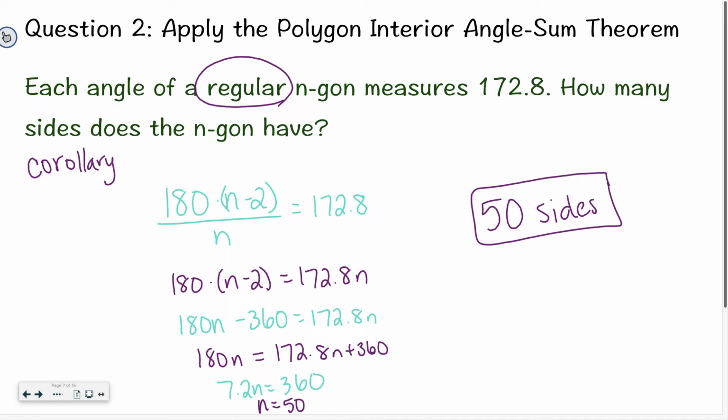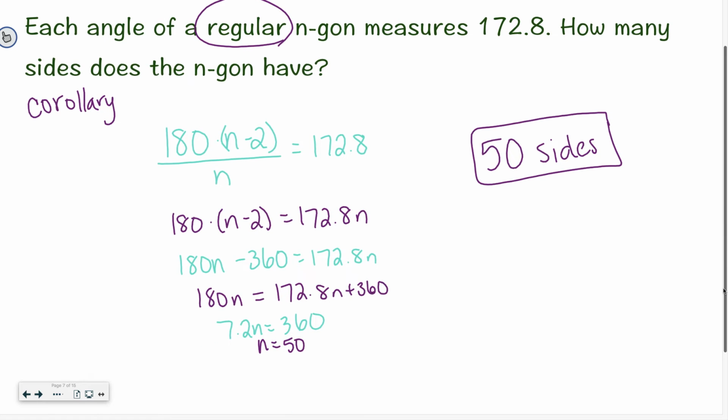All right, so I'm going to talk through how you solve this problem because, like I said, it is a little different than the example I just did. So I used the corollary, and I said 180 times n minus 2, so the sum of the interior angles, divided by the number of sides, gives me an angle measure of 172.8. Then all I have to do is solve it. So I multiplied n over, so I had 180 times n minus 2 equals 172.8n.